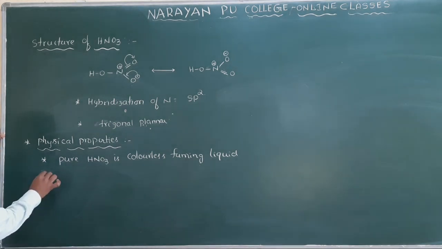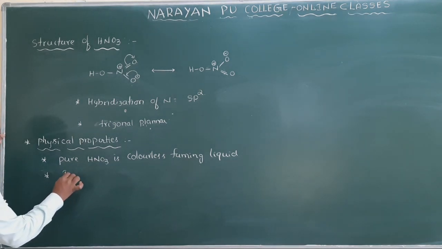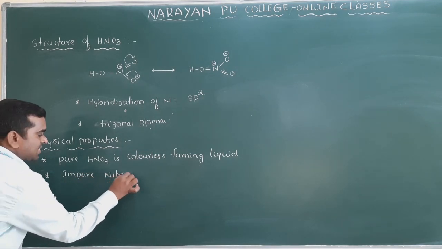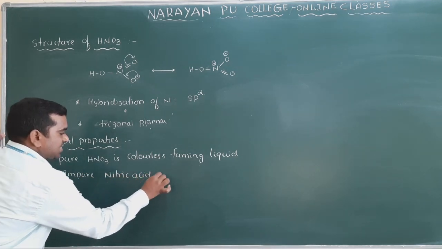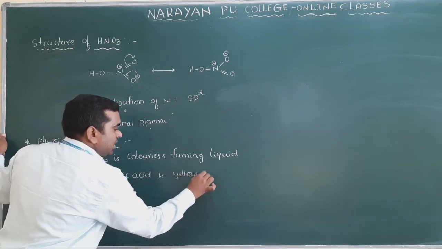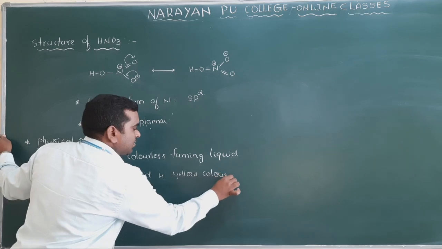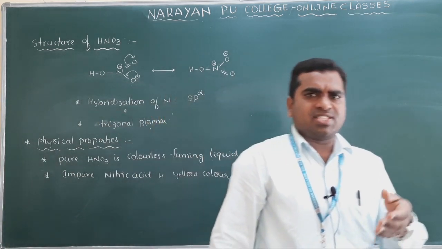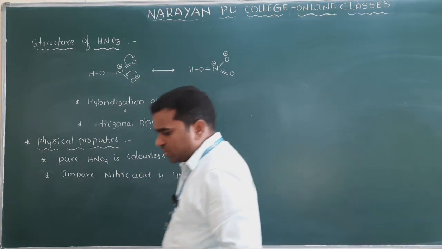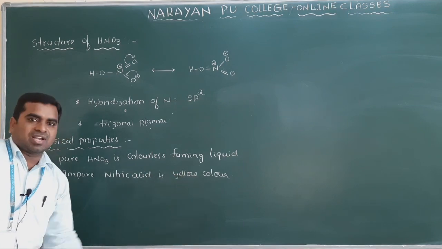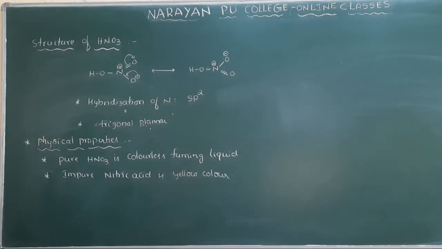Clear? And the second one, impure HNO3. Impure nitric acid is yellow in color. Clear? So impure means most of the nitrogen oxides are present as impurities in the HNO3, and due to those impurities it will be in which color? Yellow in color. Clear? So that is the second point.